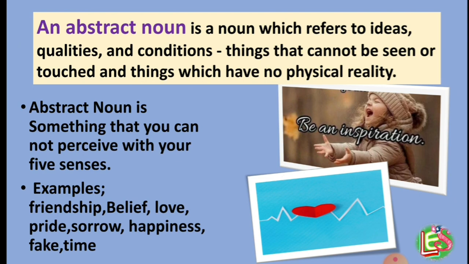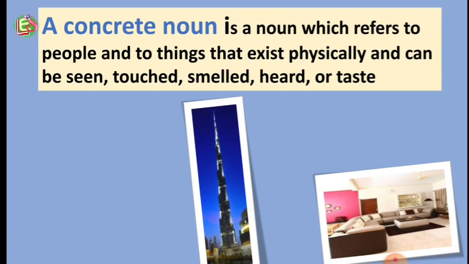For example, friendship, belief, love, pride, sorrow, happiness, faith, time. These all are the abstract concepts, and hence the abstract noun is the name we used for these type of feeling, expressions, emotions. Our next type is a concrete noun.